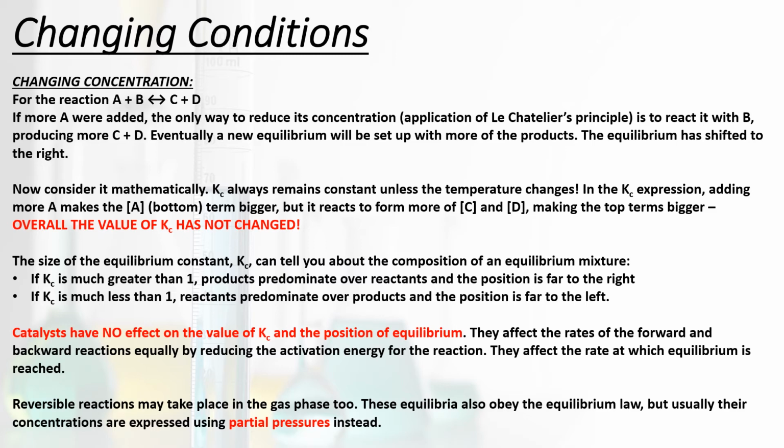Now catalysts have no effect on the value of Kc and the position of equilibrium. We talked about this in the previous video of this series. A catalyst increases the rate of reaction by lowering the activation energy, providing an alternative pathway, one with a lower activation energy. Because our reaction is a reversible reaction, a catalyst affects the rate of both the forward and the backward reaction, and it affects them equally by reducing the activation energy for both reactions. And so catalysts don't affect the value of Kc because they affect both forward and backward reactions equally. What they do affect is the rate at which equilibrium is reached.